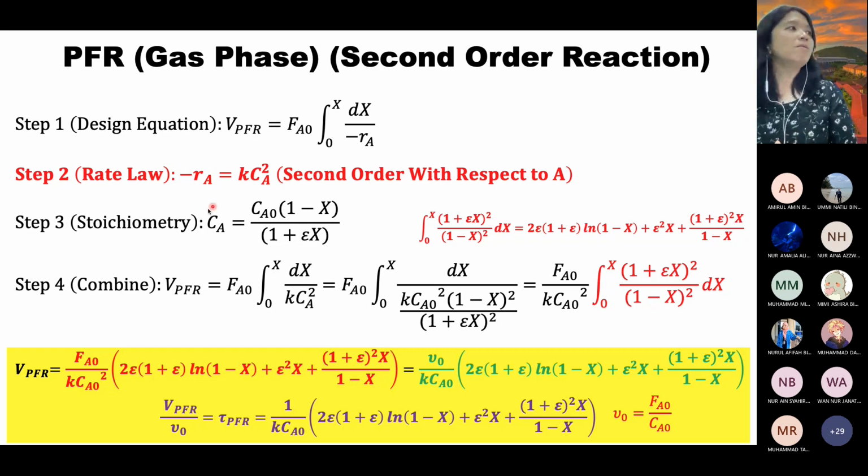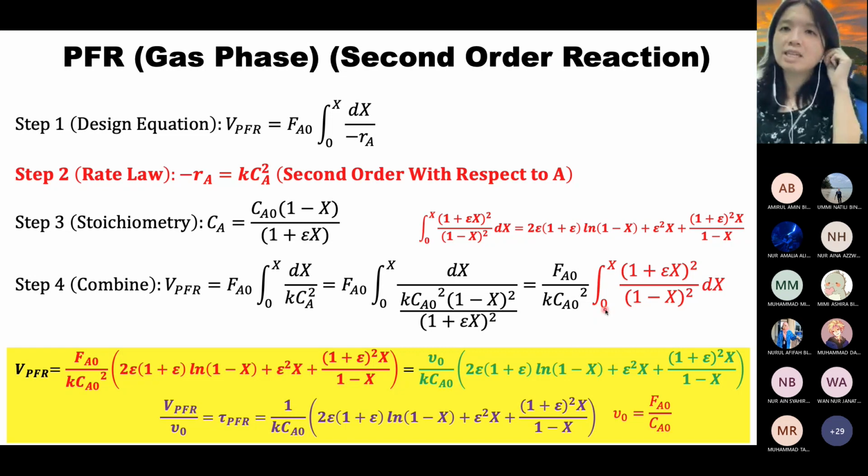Maksudnya CA power of 2 on my left hand side equals to CA0 power of 2 times (1 minus X) power of 2 over (1 plus epsilon X) power of 2, as shown here. So again, K CA0 square I take out from the integration part. The (1 plus epsilon X) power of 2 I bring to the first layer. The second layer remains. So that's why it becomes FA0 per K CA0 square.